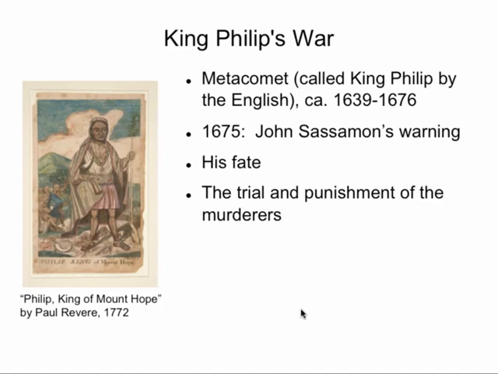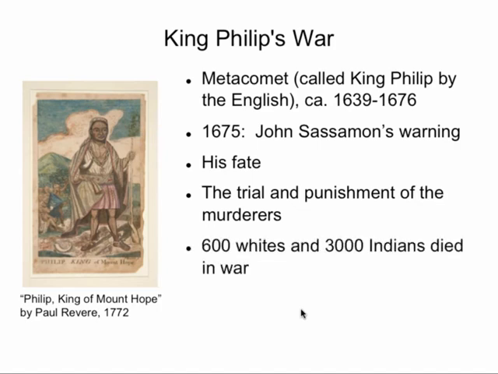crime. Metacomet was furious and immediately launched an all-out war with the goal of wiping out completely the Puritan settlements of Massachusetts. And this was a very brutal, very bloody war. Several towns were, in fact, completely destroyed by the Wampanoags and their allies. About 600 white settlers died in King Philip's War. But as the war went on, the tide turned against the Wampanoags, and the Indians had much heavier losses.